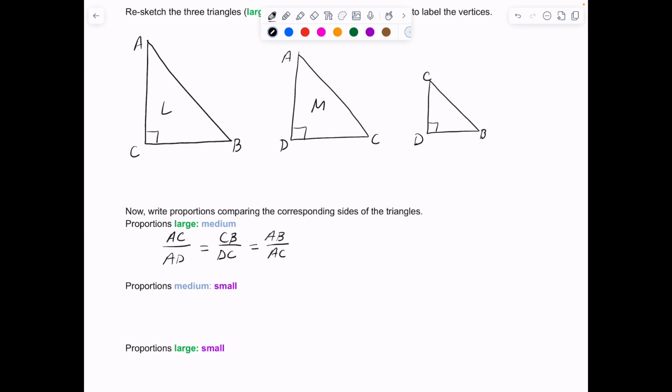We're never going to need all three. When we solve for unknowns, you'll see in a little bit with some practice examples, we're just going to need to set up a proportion with two, but it's good to know that you can use any two that you want of those three.